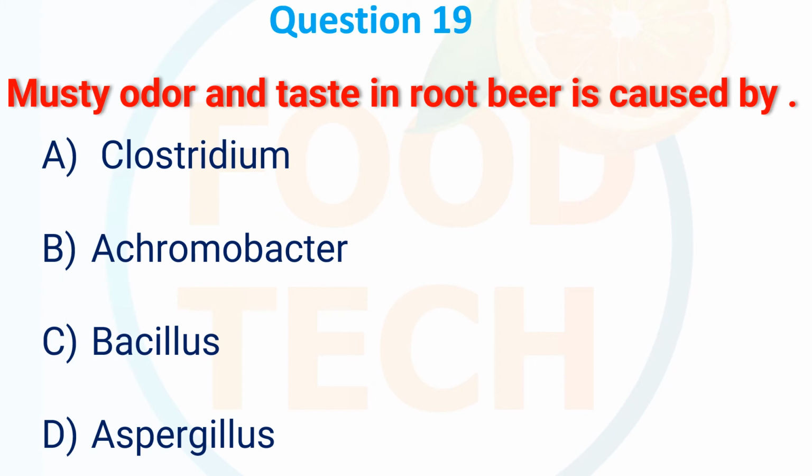Musty odor or taste in root beer is caused by A. Clostridium, B. Achromobacter, C. Bacillus, D. Aspergillus. The answer is B. Achromobacter.